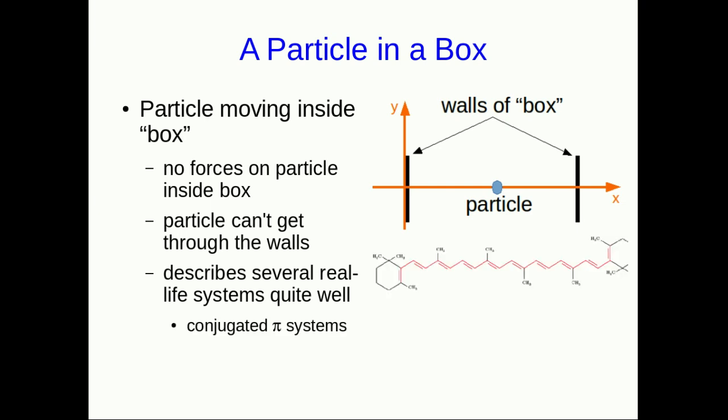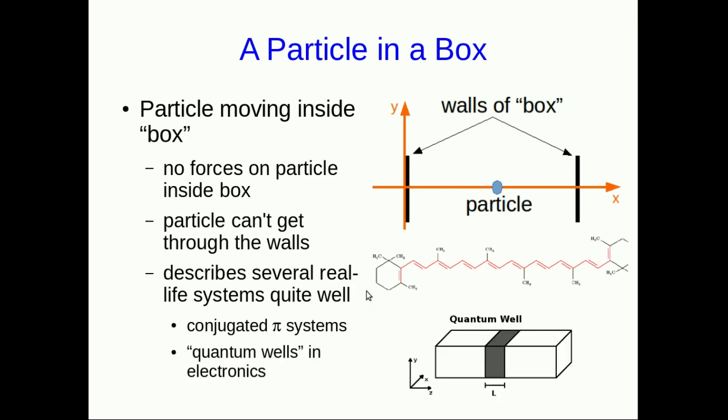The examples are conjugated pi systems. So here's an example. This is the beta-carotene molecule, and the electrons in this chain of alternating single and double bonds are free to move basically anywhere along the chain. They can't leave the chain, but they're free to be anywhere in it. And so that's kind of like a particle in a box. And another example is something called a quantum well, which are actually built in electronics quite often. When you sandwich one material between two other materials, you can arrange it so that the electrons in the material are trapped in this sandwiched material.